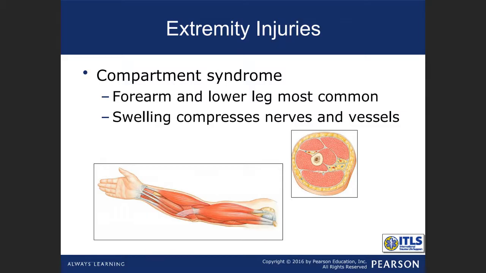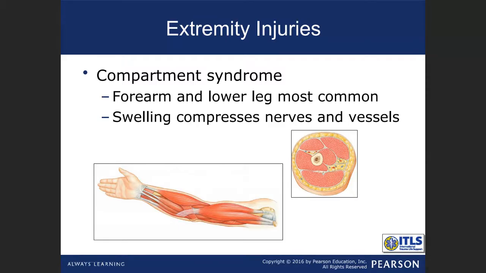Now, in the early stages, the patient will have pain and they will have numbness. In the late stages, they're going to have pain, and the pain is usually pretty bad. The limb is going to get very pale. The pulse is going to start to disappear. The numbness is going to be present, and they can also have paralysis. And as I said, the pain is going to be pretty bad.